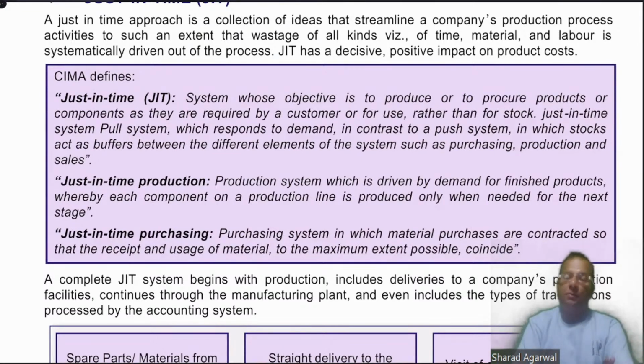In other words, the organization can only adopt JIT manufacturing and non-JIT for raw material purchase, or the other combination can be JIT for raw material purchase, while non-JIT for manufacturing.